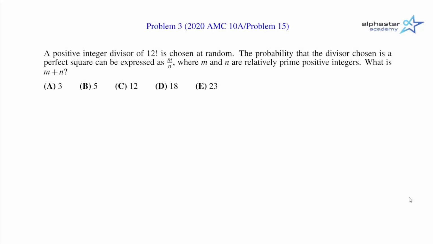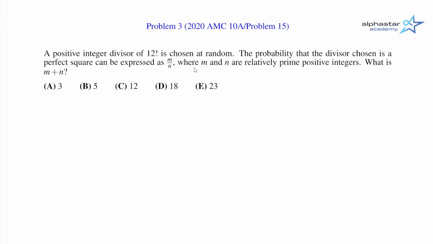A positive integer divisor of 12 factorial is chosen at random. The probability that the divisor chosen is a perfect square can be expressed as m over n, where m and n are relatively prime positive integers. What is m plus n?